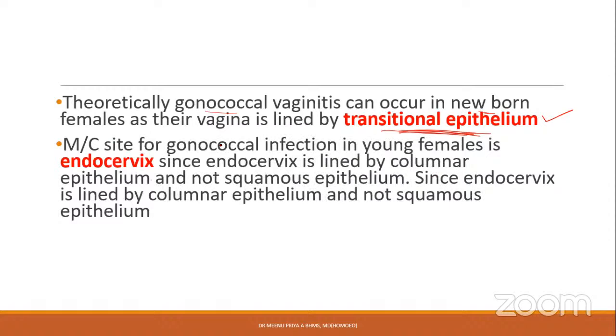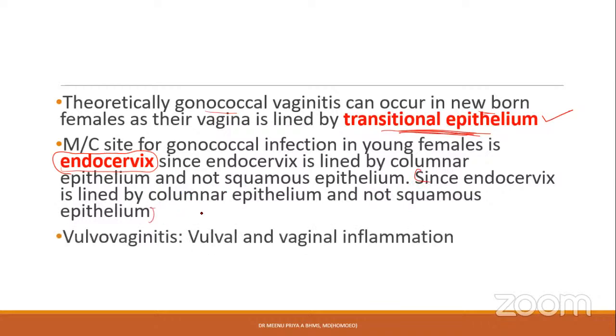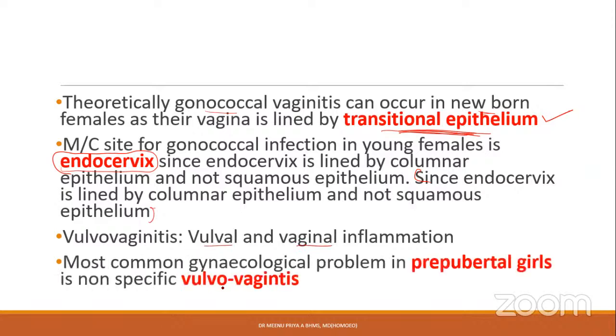Now, the most common site of gonococcal infection in young females is endocervix. This was done previously. I'm just repeating it so that you will remember better. Endocervix is lined by columnar epithelium and not squamous epithelium. Vulvovaginitis means vulva with vaginal inflammation, and the most common gynecological problem in prepubertal girls is non-specific vulvovaginitis.